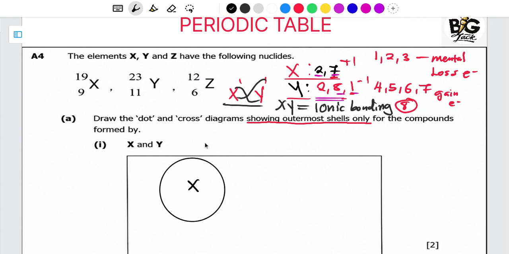For x, it has how many electrons? 7 electrons. So I'm going to use crosses. Then for it to be stable, it needs 1 electron, so I'm going to put a negative here. For elements that gain, we put a negative according to the number of electrons the element needs to become stable. If it needs 2 electrons, we put negative 2. If it is losing, we put plus.